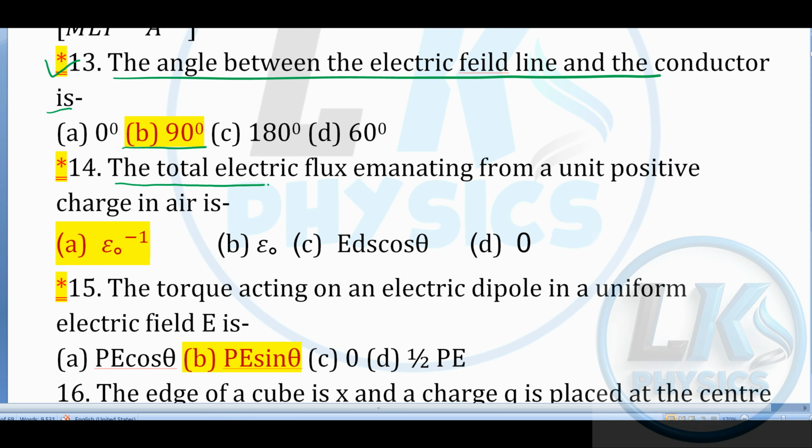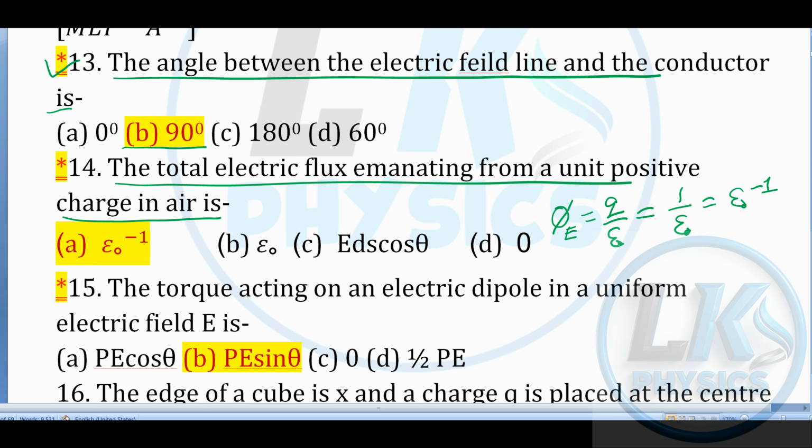The total electric flux emanating from a unit positive charge in the air is. From Gauss's theorem, we know that phi equals q upon epsilon naught. If the charge is unit, then q is 1, so flux is 1 upon epsilon naught, and it is written as epsilon naught to the power minus 1. So the answer A is correct.